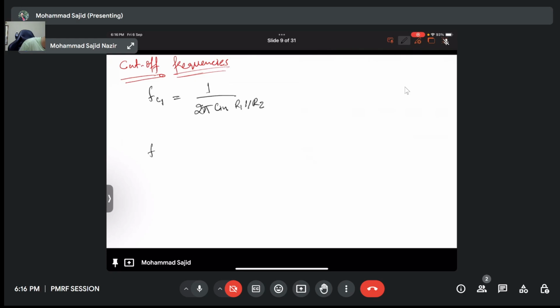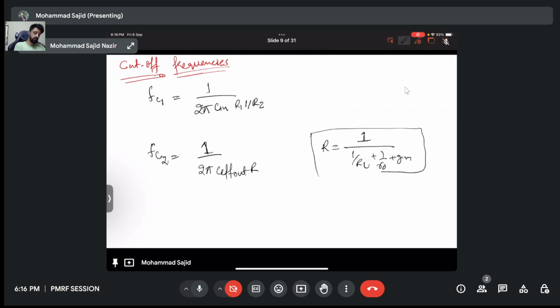I want you to calculate it if you are watching the video. Find these values, and the second one will give us the upper cutoff frequency. It will be C effective out multiplied by R. It is the R here, 1 divided by 1 by RL plus 1 by R naught plus GM. This R is the total resistance seen by this capacitor.